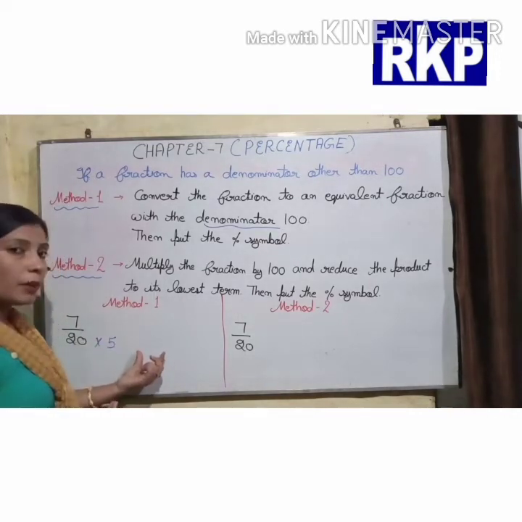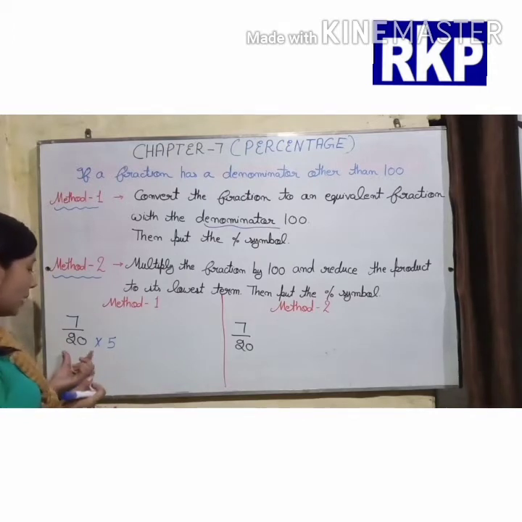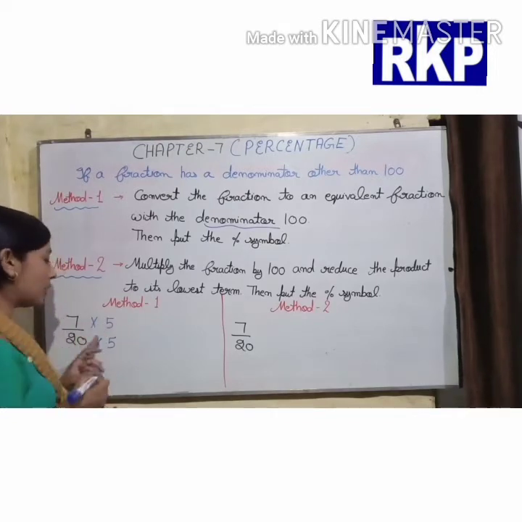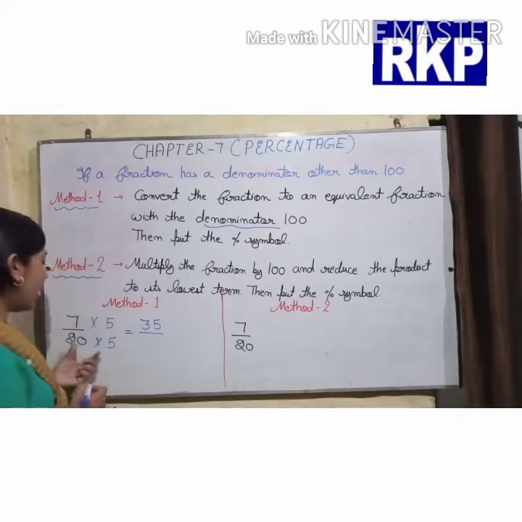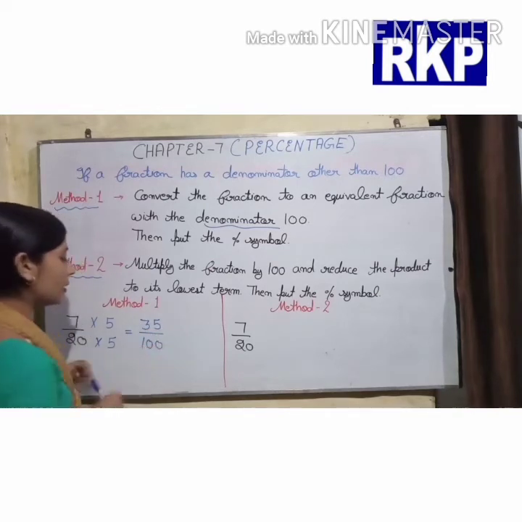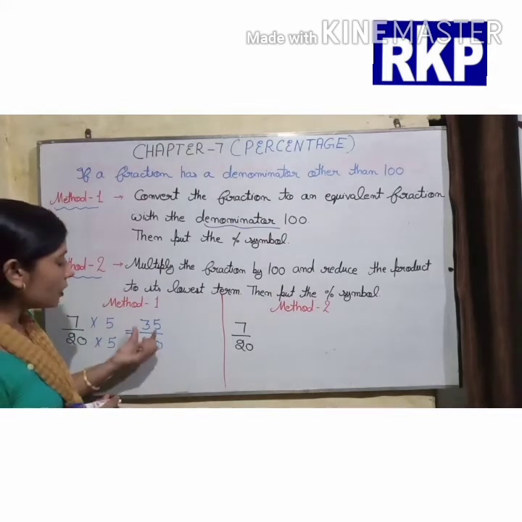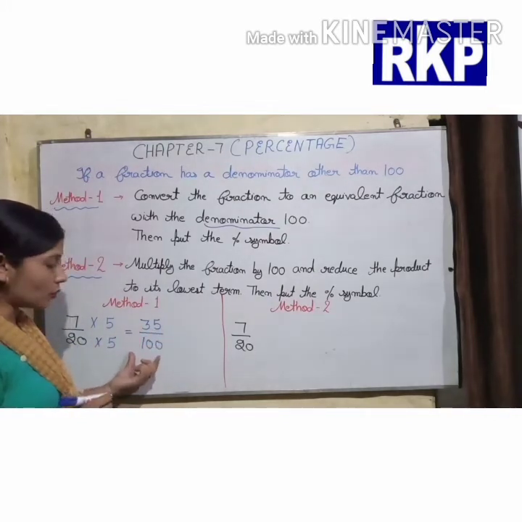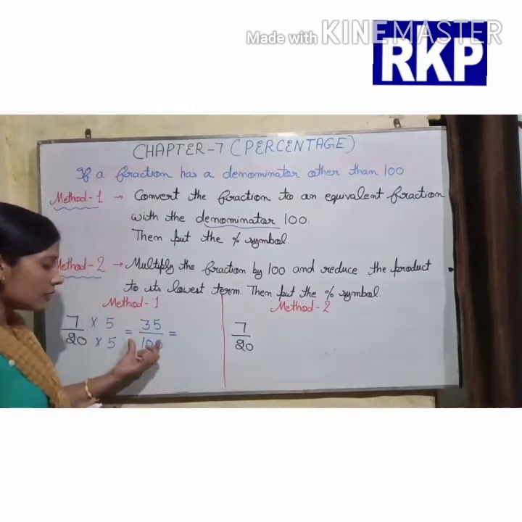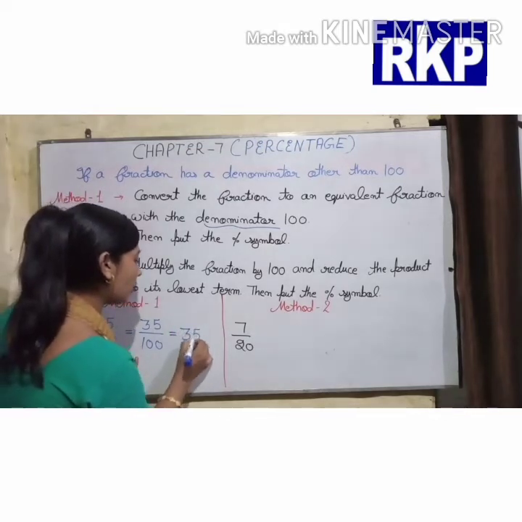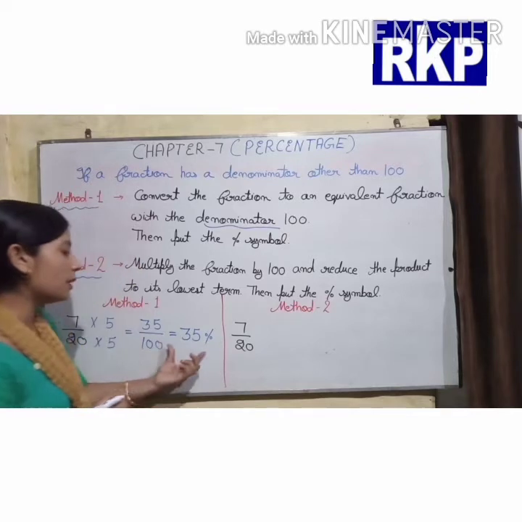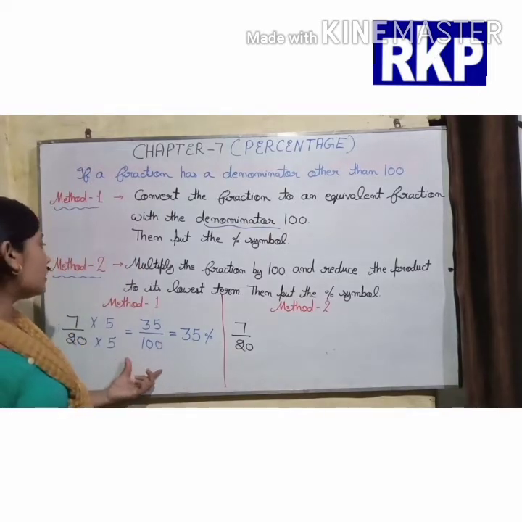And you know beta, if we multiply the denominator with 5, then we need to multiply the numerator also with 5 to get an equivalent fraction. So here if we multiply 7 with 5, then we get 35, and here we get 100. So here we have 35 by 100. So now we can convert this fraction very easily into percentage. So 35% will be the answer. Now let us see the second method.